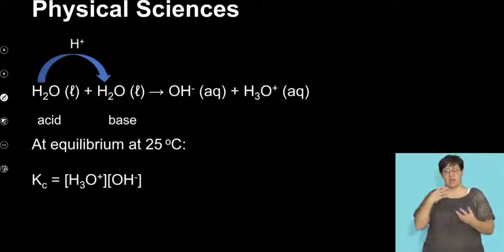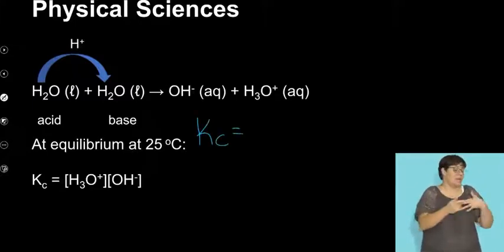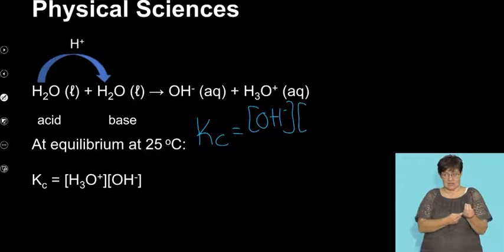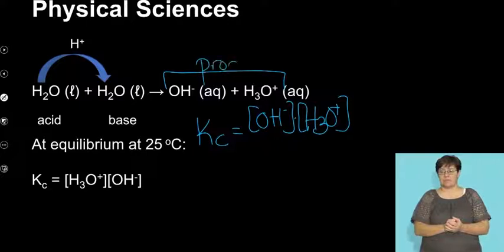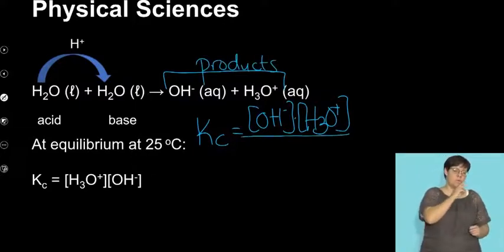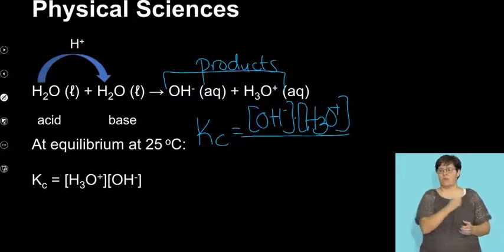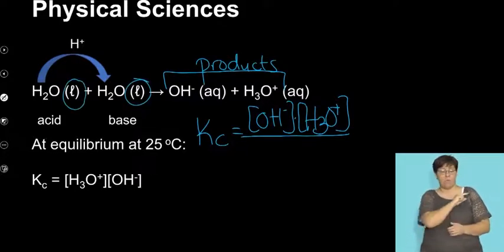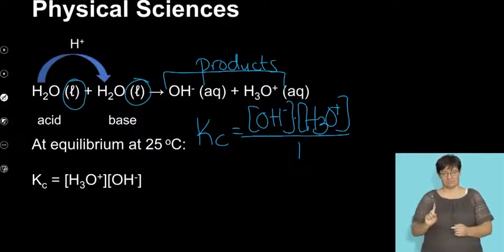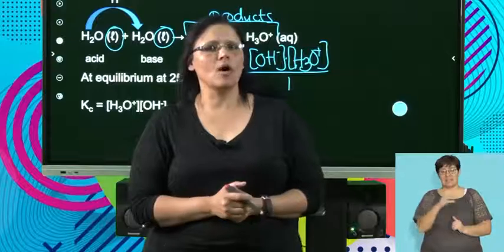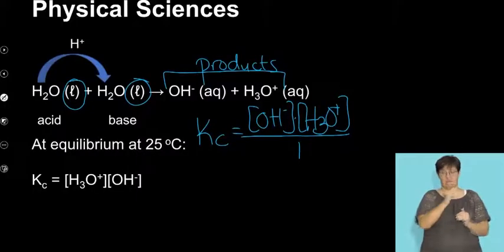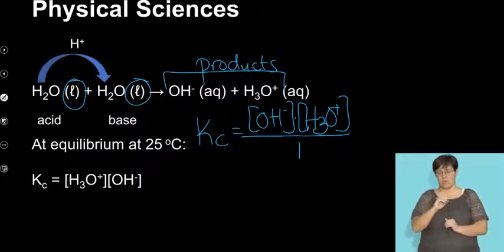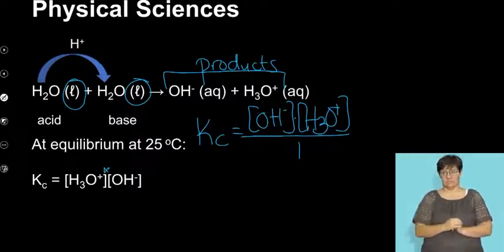At equilibrium at 25 degrees Celsius, in this case, we can write the Kc value. Kc is whatever we have as a product times the other product, which are our ions. These are our products in this case, divided by water and water. But we know when we do the Kc expression, we never use liquids because liquids have a concentration of 1. So we do not have to write the 1 as part of the Kc expression. We can then just say that Kc is equal to our hydronium ion concentration times our hydroxide ion concentration.